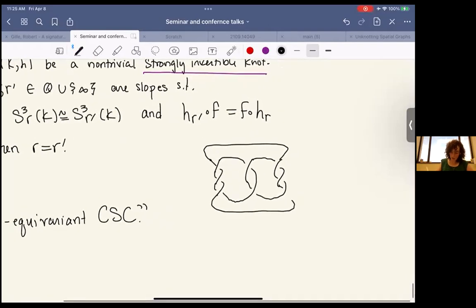So this knot has what's called a strong inversion. That is going to be a map H which goes from S^3 to S^3. It's a map on the whole space that takes K to K. And the axis of the involution intersects the knot in two points. So let me draw one such axis right here. Here is where the involution is happening, and it intersects the knot in exactly two points.